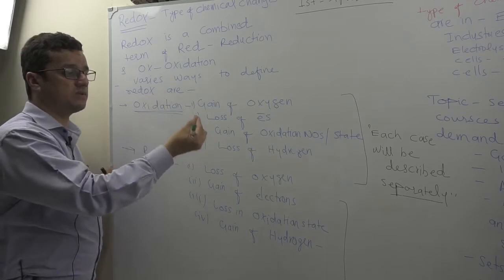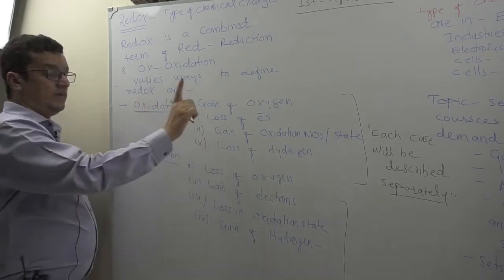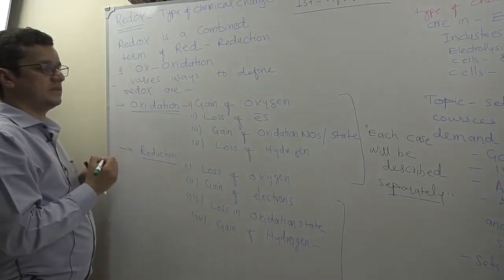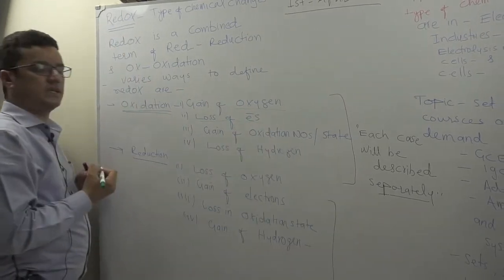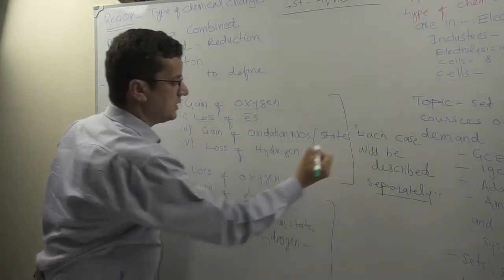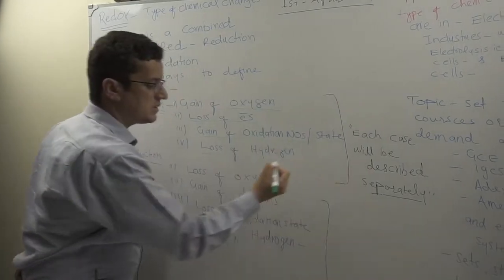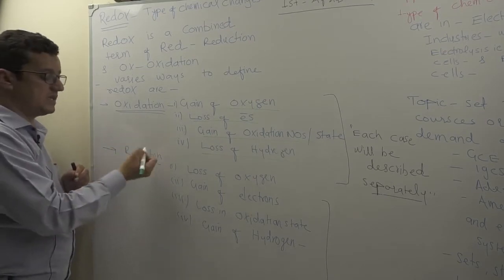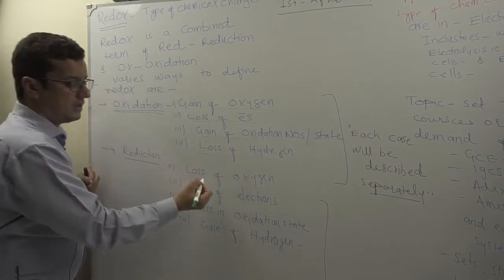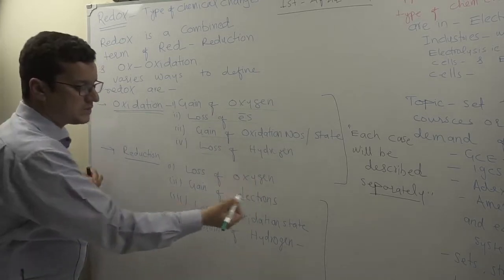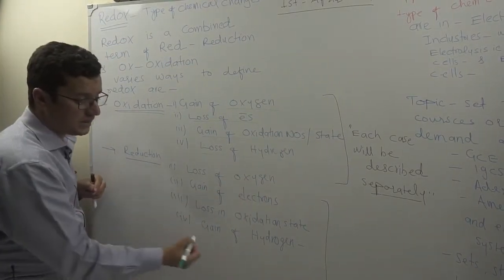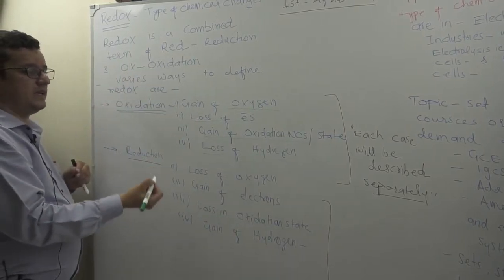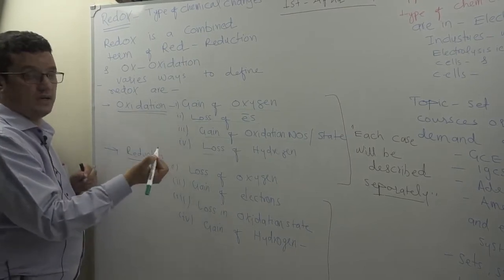Now there are various ways by which redox takes place. Various cases: gain of oxygen is oxidation, loss of electrons is oxidation, gain of oxidation state is oxidation, loss of hydrogen is oxidation. Same goes for reduction: loss of oxygen, gain of electrons, loss in oxidation state, gain of hydrogen. Different mechanisms are there for redox reactions to take place.